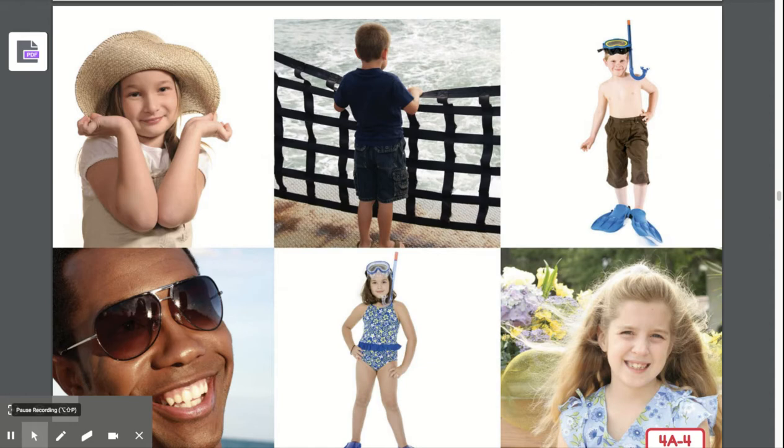Did you say things like they wear sunglasses to shield their eyes from the sun? They have bathing suits, shorts, or short sleeve tops because it's hot. One little boy has fins and a snorkel on because he's going to go swimming.